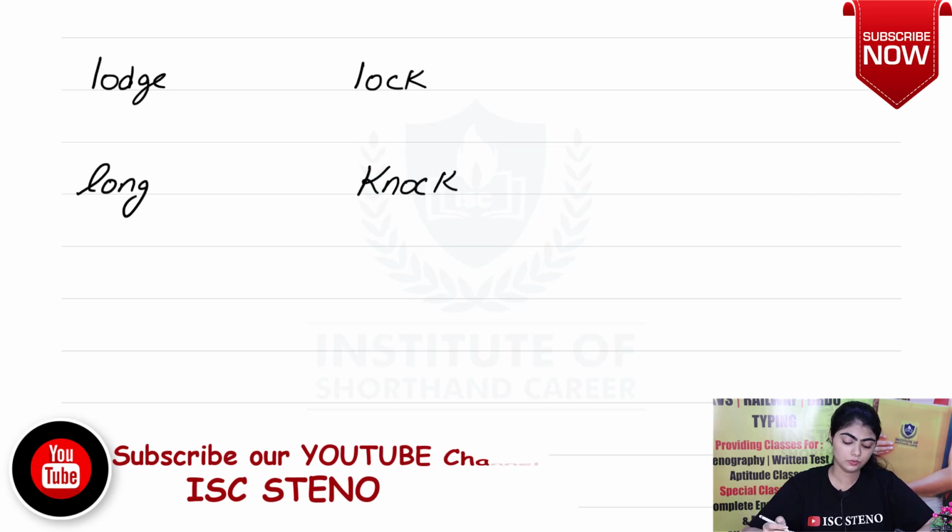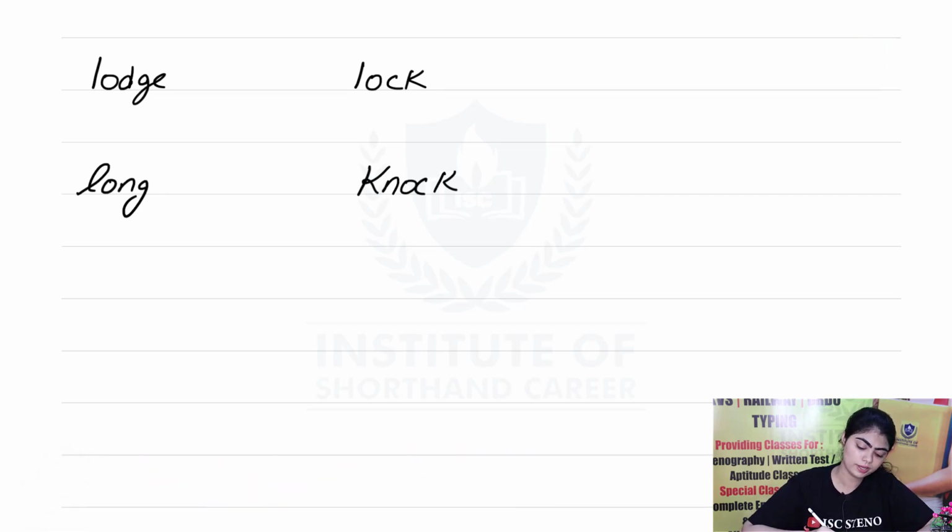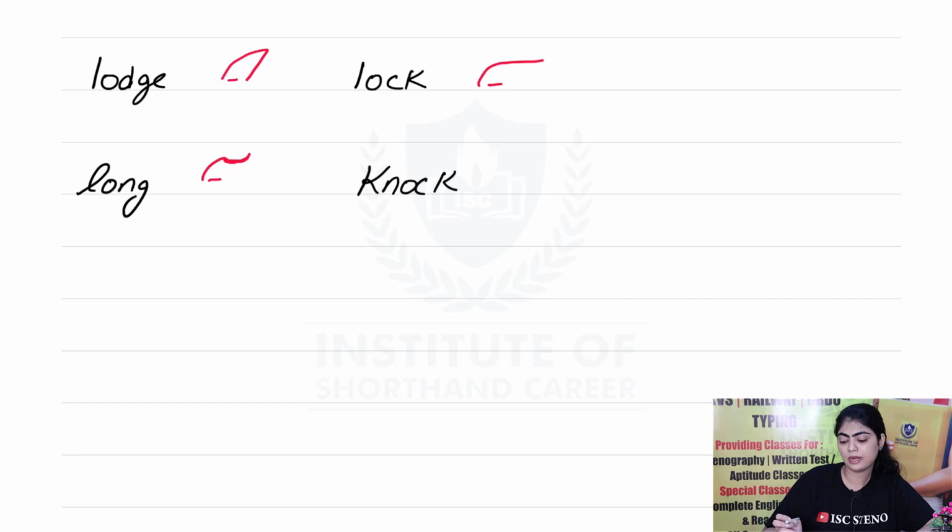So let us see. The first word is lodge, law or and j. So make L and J. After L, a light dash, lodge. Next is long, law or and ng. So L and ng. And for a light dash, long. After that is lock, law and k. And last is knock, k is silent. So just make a n, knock. This is knock. Okay.